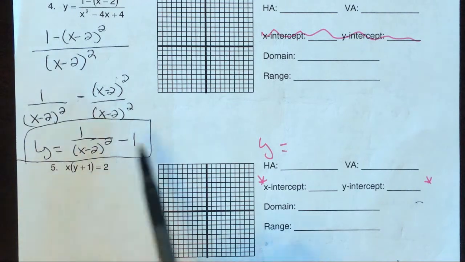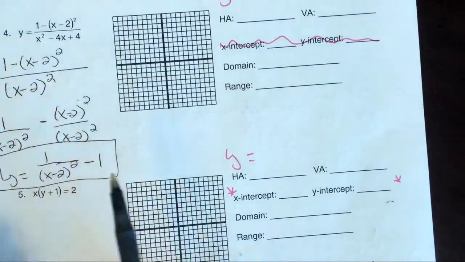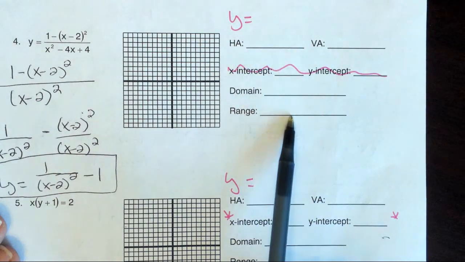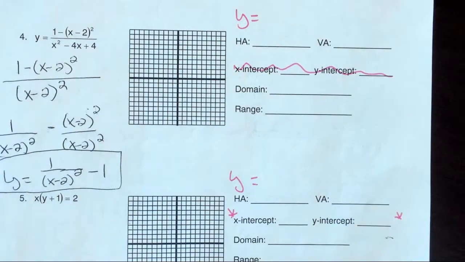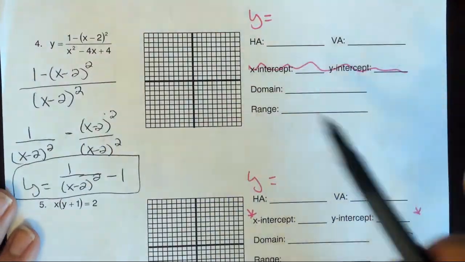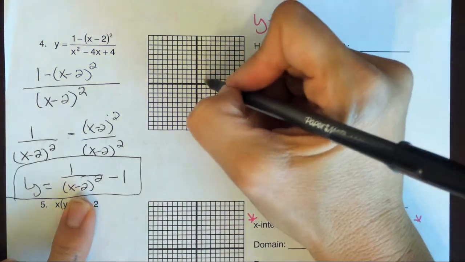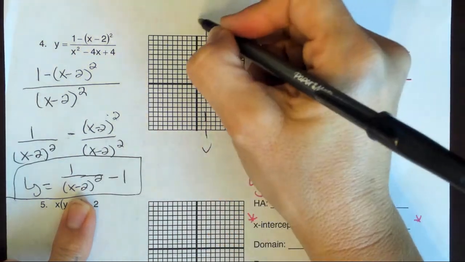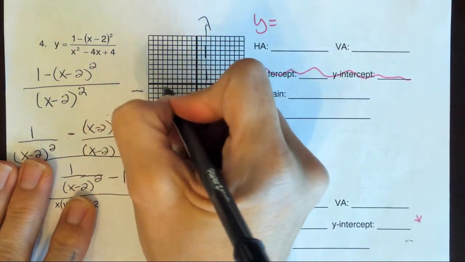Okay, so what I'm going to have you do on your own this time is going to have you come over here and graph it. Once you graph it, you should be able to get your vertical and your horizontal asymptotes and do your domain and your range. So pause the video and go try it, and then come back to check your answers. All right, so this one went right 2 and down 1.